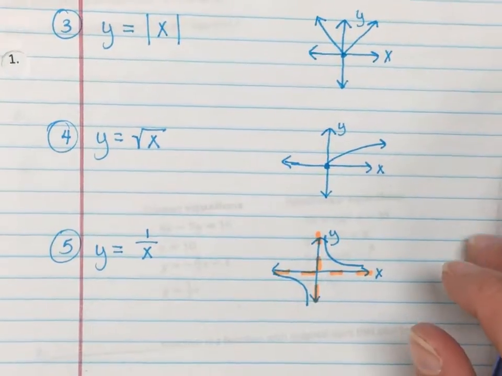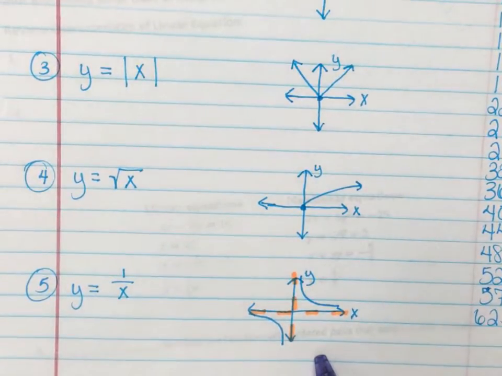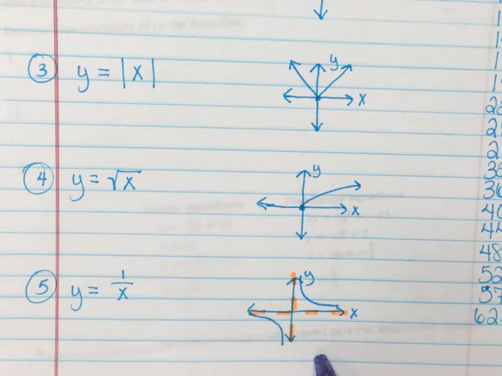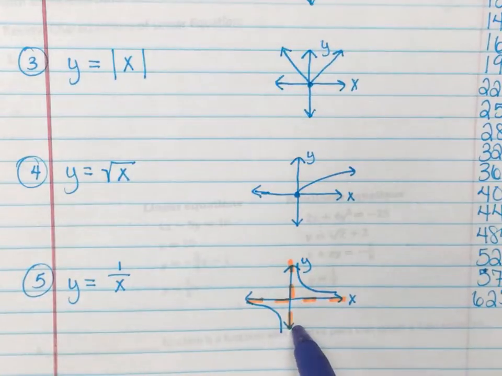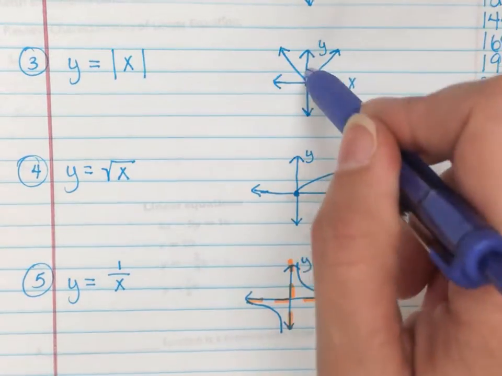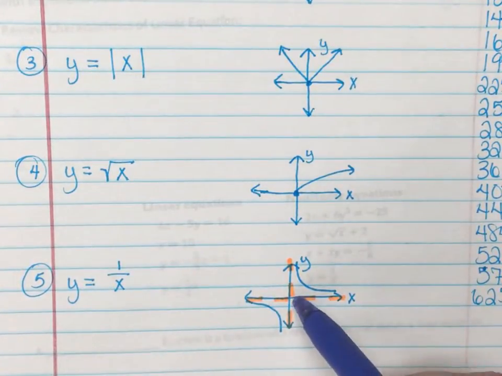Everybody good? Okay, remember, these are awesome to know for the ACT, because if you see a crazy graph and you've got these 3 as answer choices, you can pick your answer because you know it's not absolute value, you know it's not square root, and you know it's not this crazy graph, right?